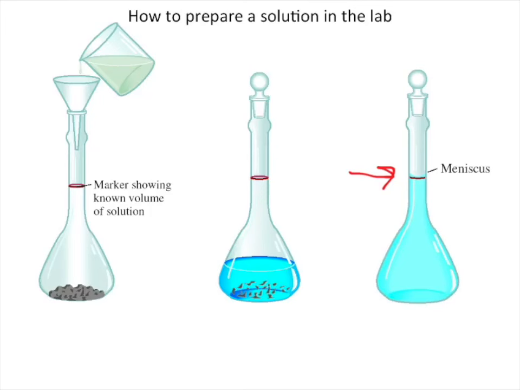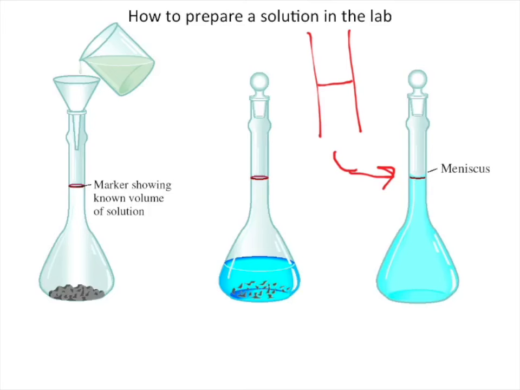So this is the whole point of a volumetric flask. It's designed to very precisely hold a calibrated amount of water. So it will hold 100 milliliters, 25 milliliters, something like that. And you can get them smaller or larger as well. In chemistry, you take the meniscus and put the bottom of the meniscus at the line on the flask. So let me show you what I mean.